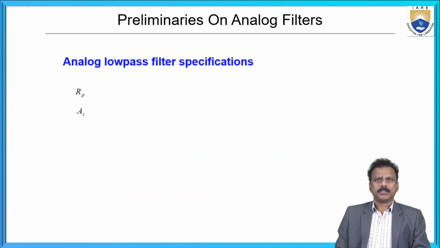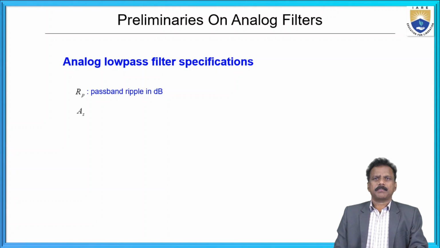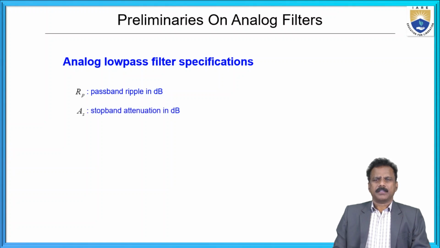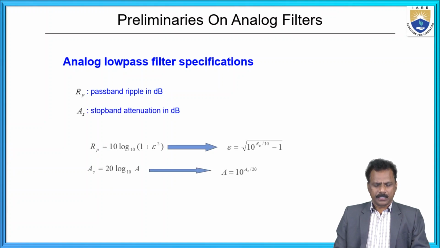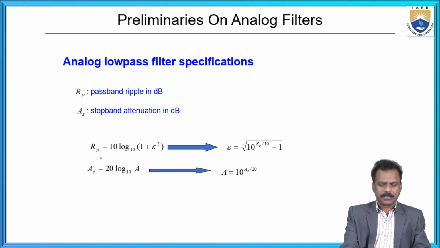So, analog low pass filter specification. Based on all these specifications, we design the analog low pass filter, where Rp is the passband ripple in decibels and As is the stopband attenuation in decibels.